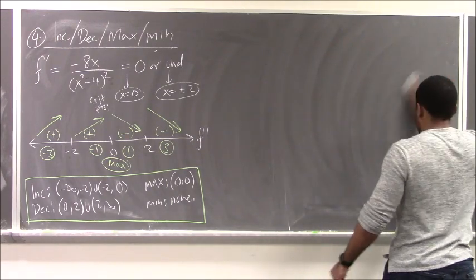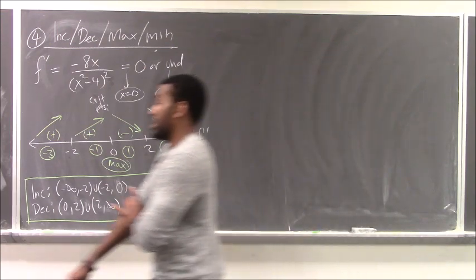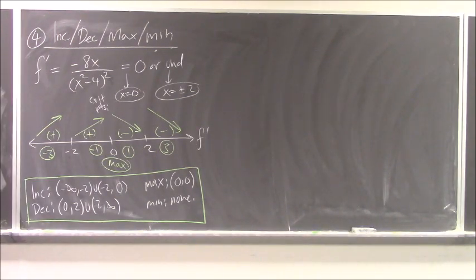And we had vertical asymptotes. I should be writing that down as well. Vertical asymptotes, well, that's at x equals 2 and minus 2. Horizontal asymptotes, that's at y equals 1. The intercepts are just the origin.